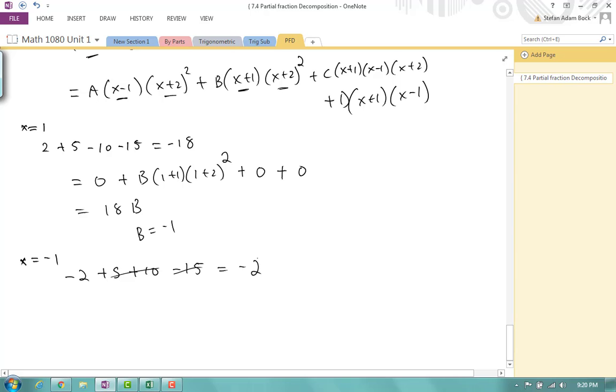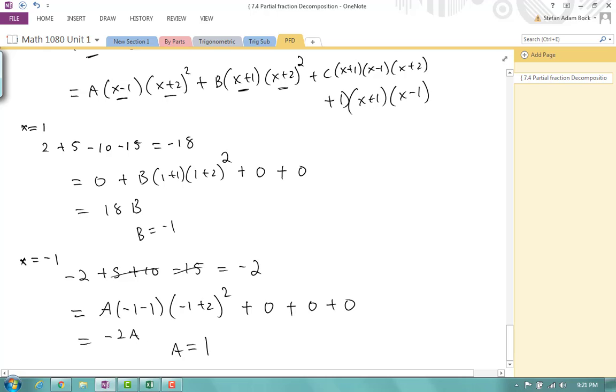If I plug negative 1 onto the right-hand side, I'm going to get a times minus 1 plus 2 quantity squared, plus b times minus 1 plus 1, which is 0, plus c times minus 1 plus 1, which is 0, plus, again, 0. Which means it looks like I got minus 1 plus 2, that's 1, squared is 1, so I have minus 2a is equal to minus 2, which means a is equal to 1.